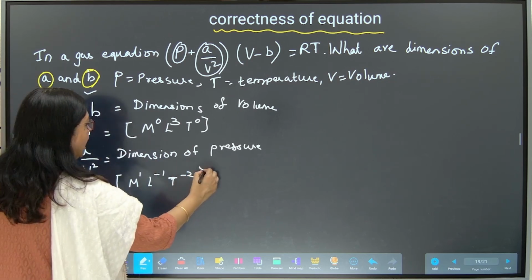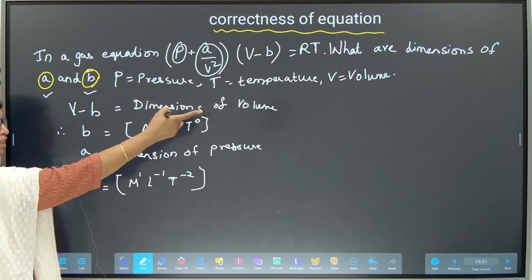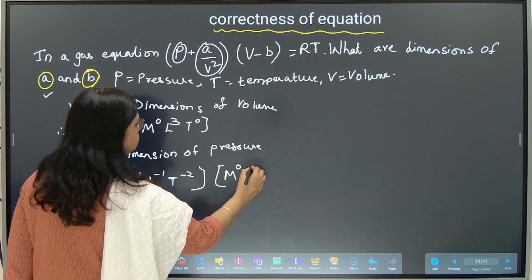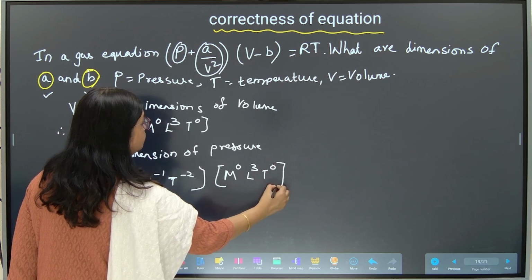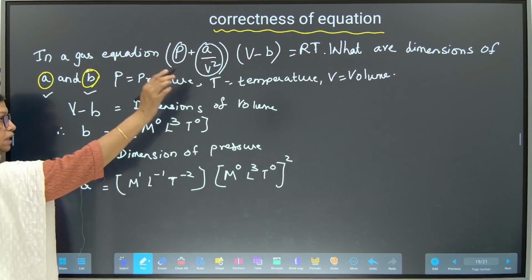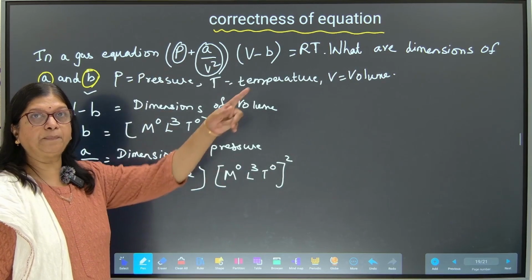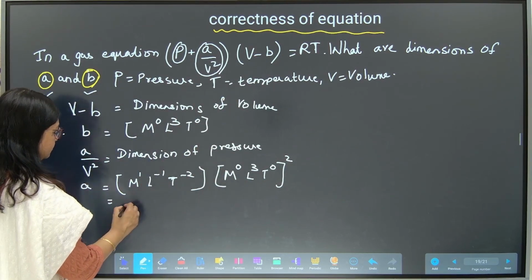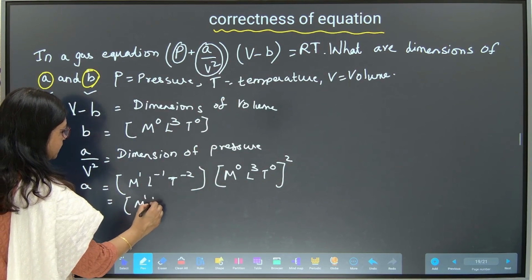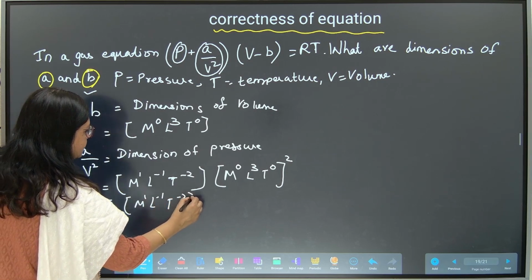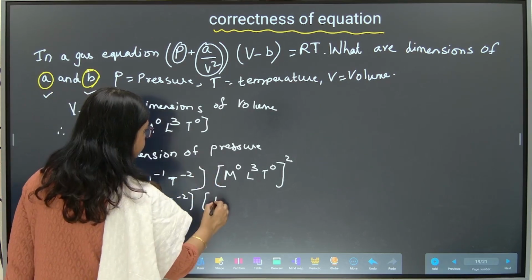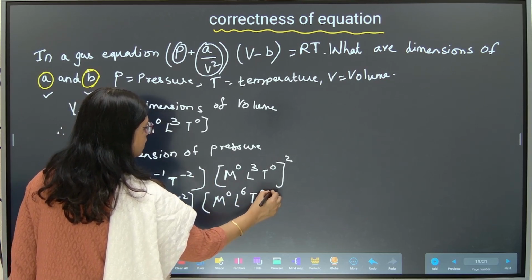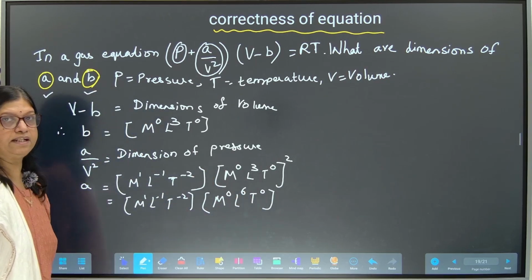So, I must multiply it by the dimension of V square. The dimension of V we just wrote, but I have to square it now. I have taken this V square up and written its dimension here. So what is my answer? Let me multiply: the pressure dimensions I have written as it is, and this I am squaring, so this becomes L raised to 6 and the other two are raised to 0.